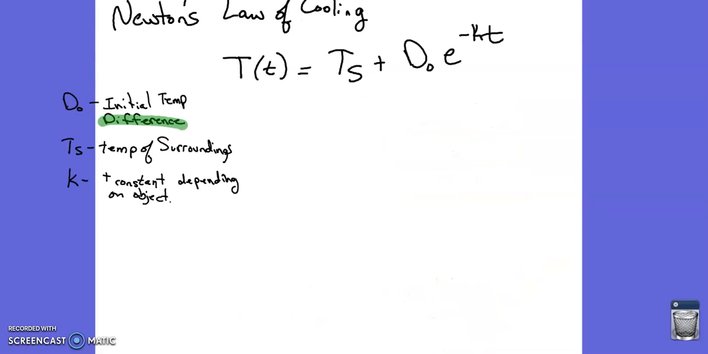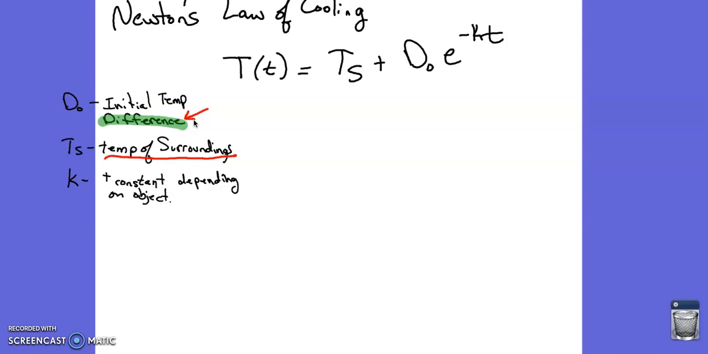All right, so let's finally talk about Newton's law of cooling. Here we have a formula that you need to pay attention to. T sub S is the temperature of the surroundings, and D of 0 is the initial temperature difference. Pay attention to the difference. And then K is some constant.